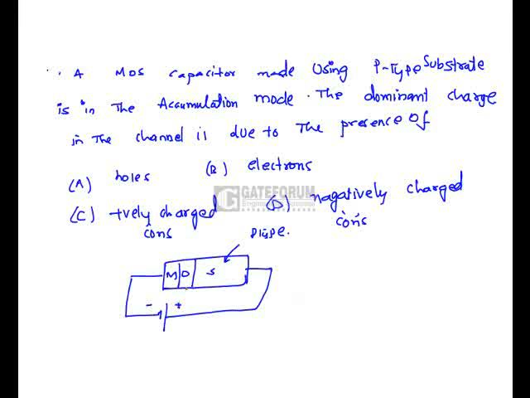So if we apply this, at the interface of the oxide all the holes are accumulated here. Here all the electrons are accumulated here. This is nothing but a channel region where holes are present. That is option A is correct.